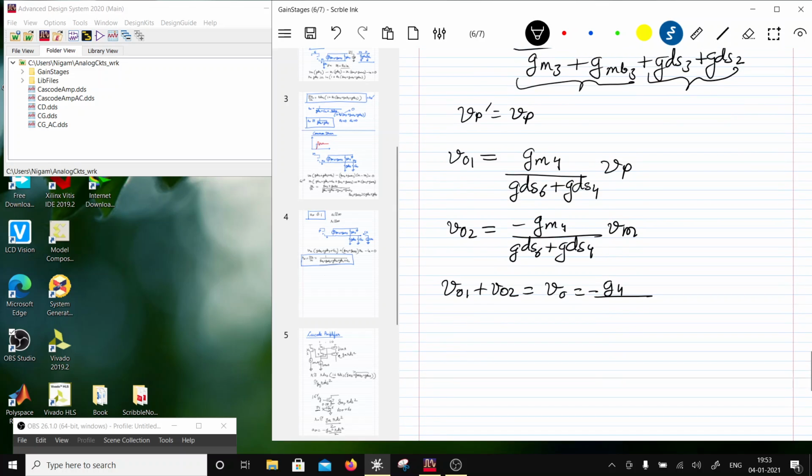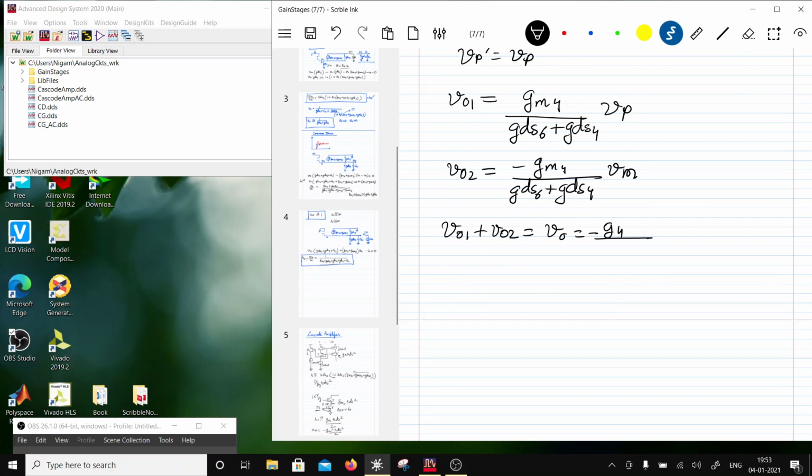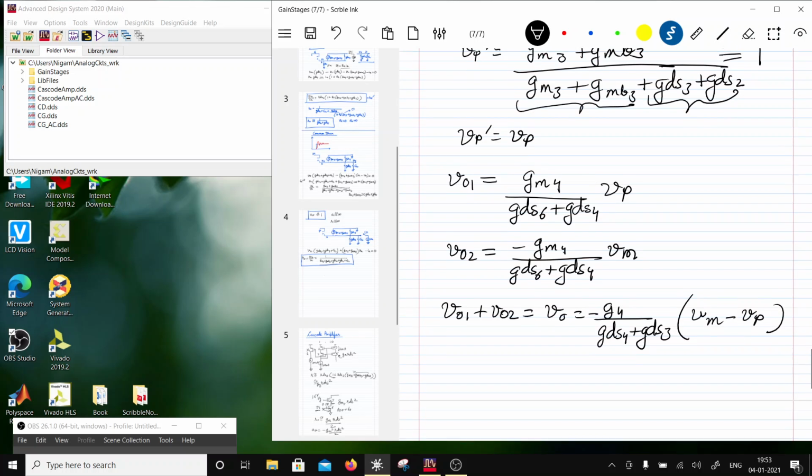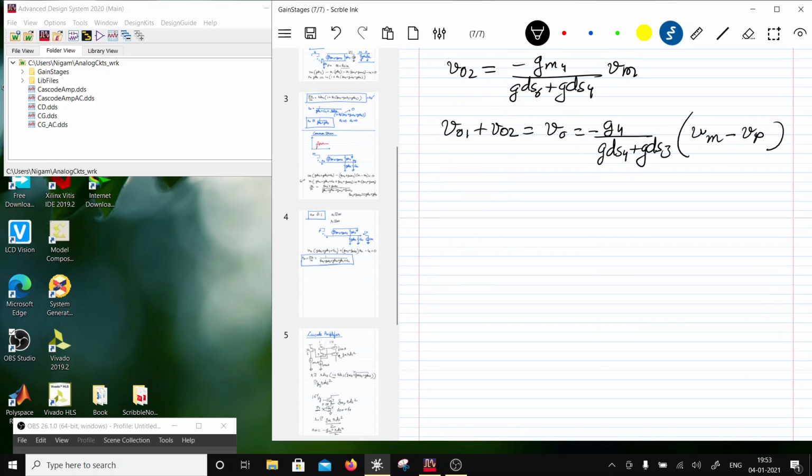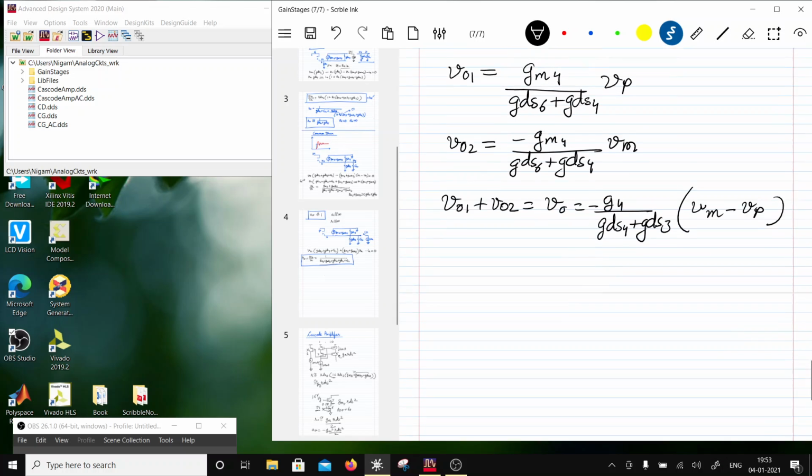Okay, so don't worry about this. I'll clear that. So it will be minus GM4 by GDS4 plus GDS6. So this I take common, VM minus VP. VM minus VP. Is that correct? Or you can just take the sign in VP minus VM.